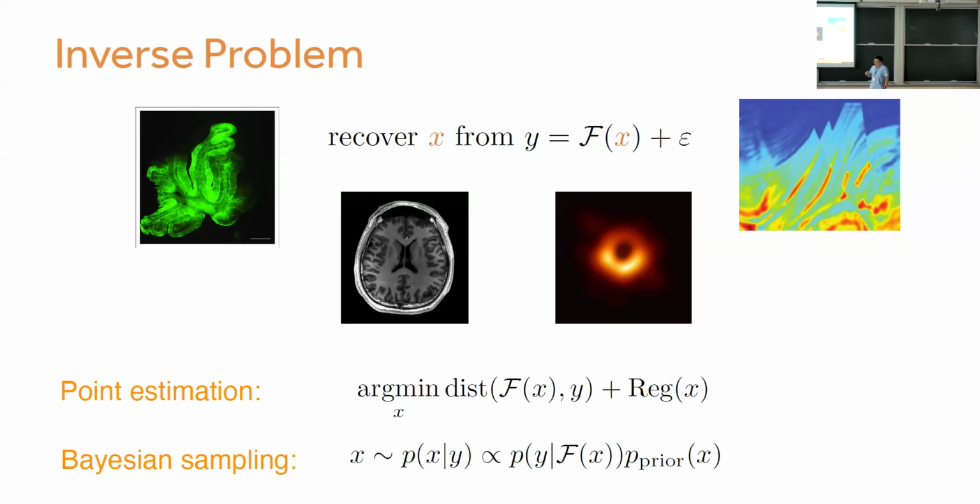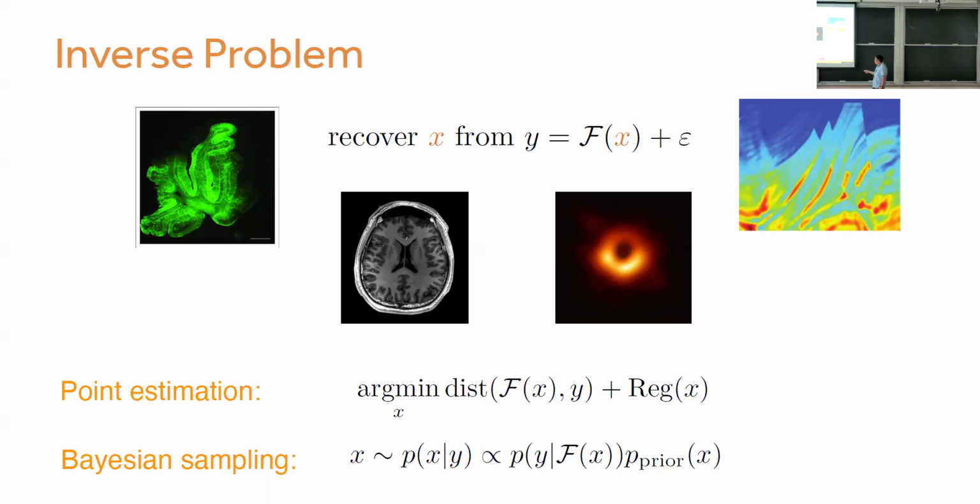When your measurement is sufficient and the noise is small, point estimation is usually sufficient. But if you have a lot of noise or you do not have enough information in the measurement, then it becomes impractical or even impossible to infer a single best possible x. So a natural goal for inverse problems becomes to infer the possible x as a distribution. And in this sense, Bayesian sampling is a natural framework.